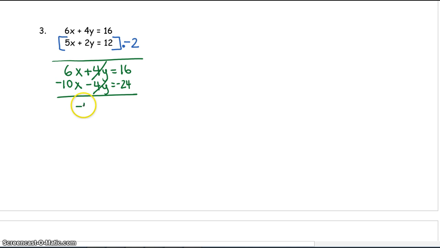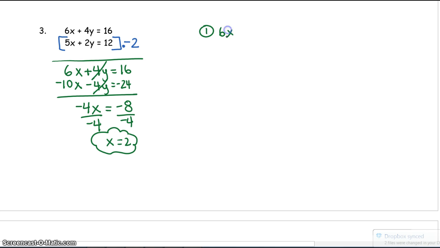6 minus 10 is negative 4x equals, and then 16 minus 24 is negative 8. Divide by negative 4, and x equals 2. Woohoo! Now, we still have to solve for y, so I'm going to just plug it into the first one. 6x plus 4y equals 16. I could have picked any one. I just tend to always go with the first one, unless the other one is really, really simple.